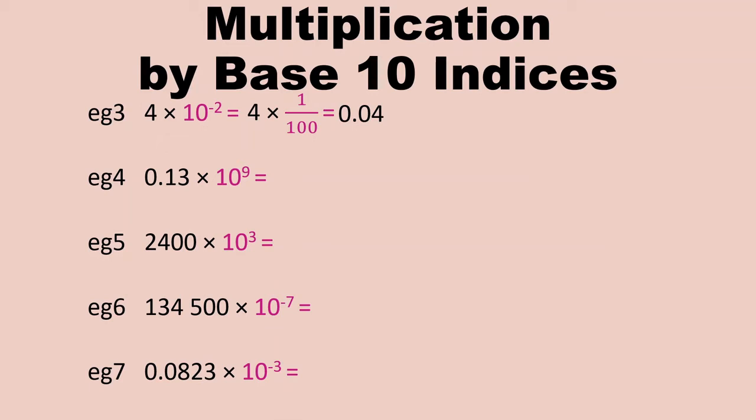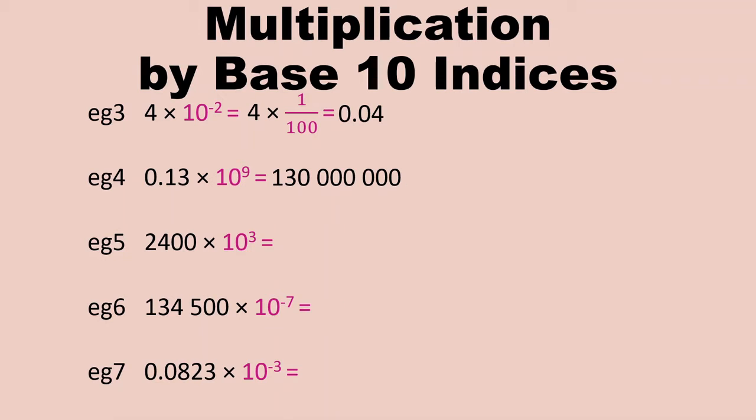For question 4, 0.13 times 10 to the power of 9, we're going to move that decimal 9 places to shift all of these digits 9 place values up. So that's 130 million. Remember, my decimal was here in front of the 1, and I've moved it 1, 2, 3, 4, 5, 6, 7, 8, 9 places to the end of the number.